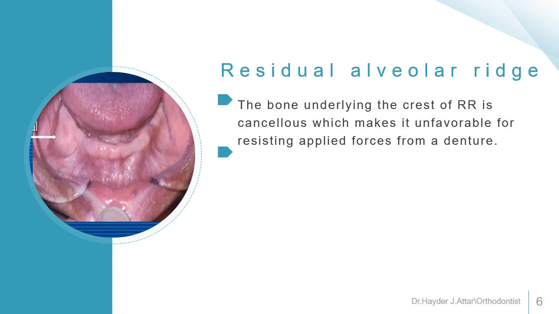The alveolar ridge of the mandibular arch represents the residual ridge after extraction of the mandibular teeth and the resorbed alveolar process of the mandible. The bone underlying the crest of the residual ridge is cancellous and regarded as unfavorable for resisting the occlusal force applied from the denture. So the residual alveolar ridge is regarded as a secondary stress-bearing area in the complete mandibular denture.